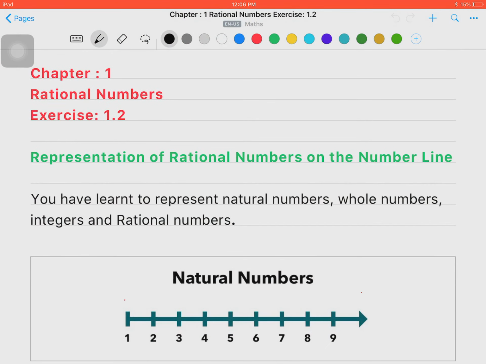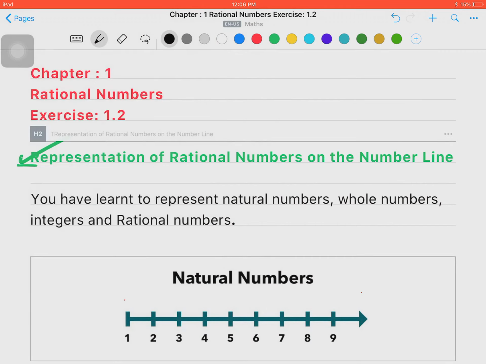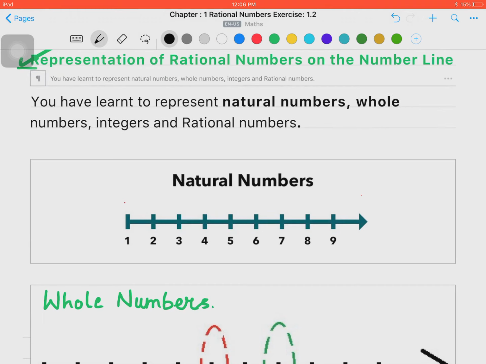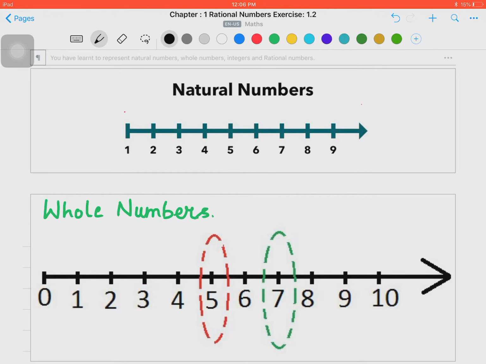So the topic that we are going to start is the representation of rational numbers on the number line. You have learned to represent natural numbers, whole numbers, integers and rational numbers on the number lines in previous classes also. So just have a look at them once again. First we have natural numbers. Whenever we are asked to represent natural numbers on the number line, our number line will start from 1 and it won't go in the negative direction. It will move only in the positive direction till positive infinity.